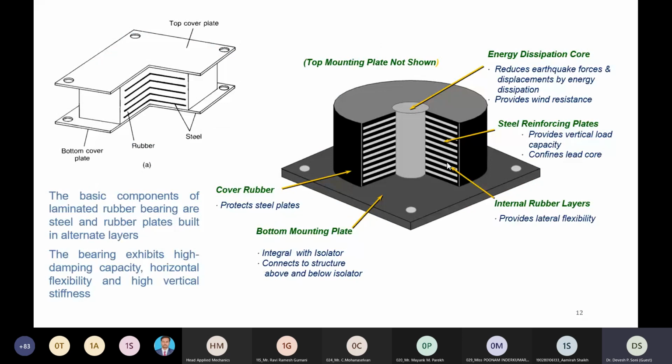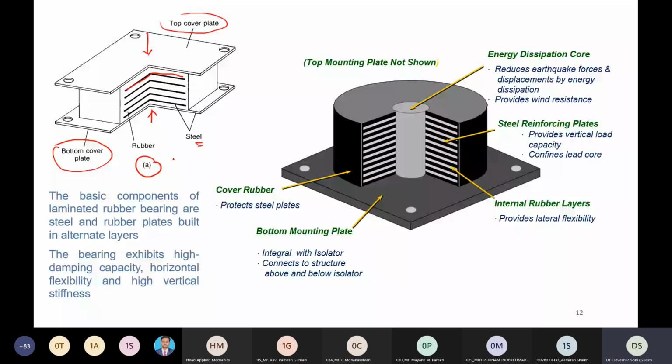Now here, two typical elastomeric type isolation bearings are shown with their cross sections. On the left hand side, we have the laminated rubber bearing, in which we can see alternating layers of steel and rubber. This black colored portion is a steel plate, and the white colored portion is rubber. So there are alternate layers of rubber and steel sandwiched between two steel plates called the top cover plate and bottom cover plate. So the basic components of the laminated rubber bearings are steel and rubber plates built in alternating layers. This bearing exhibits high damping capacity. It has horizontal flexibility and high vertical stiffness. High vertical stiffness is imparted because of the presence of alternating steel plates. And due to rubber, it gives horizontal flexibility as well as damping characteristics. So this is the cross-sectional view of a typical laminated rubber bearing.